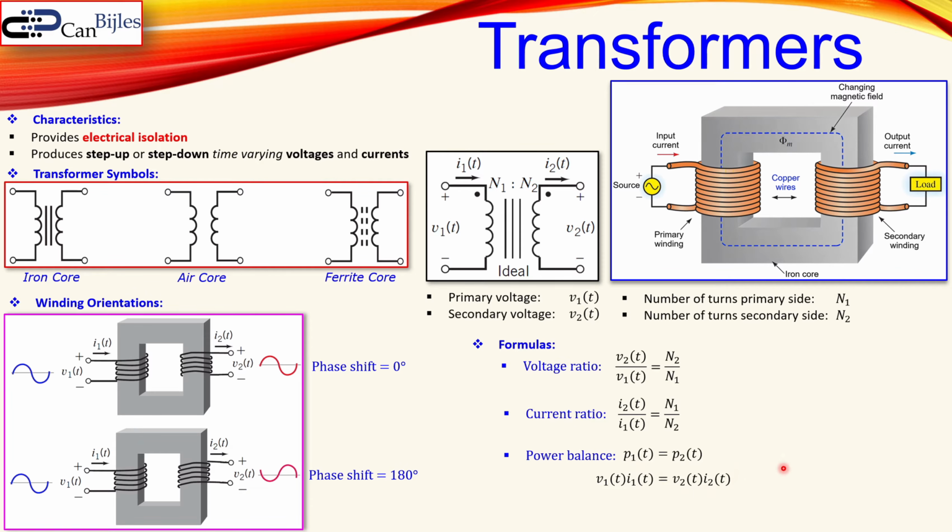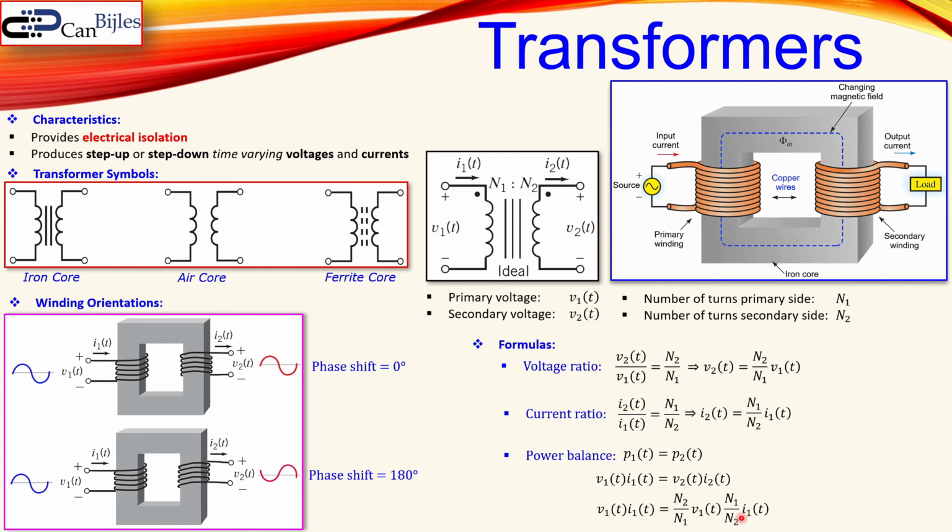Just a simple formula we know from power. But we can also rewrite this V2 as such. So we have now N2 over N1 times V1. And this will be then I2 is equal to N1 over N2 times I1. Now if I use these two equations and substitute that in here, you get this expression.